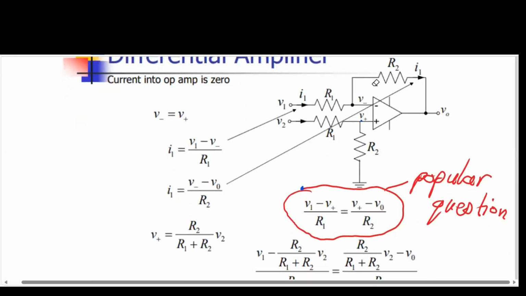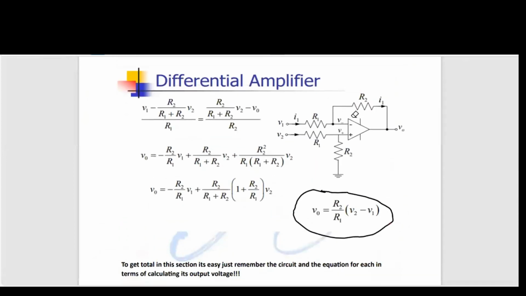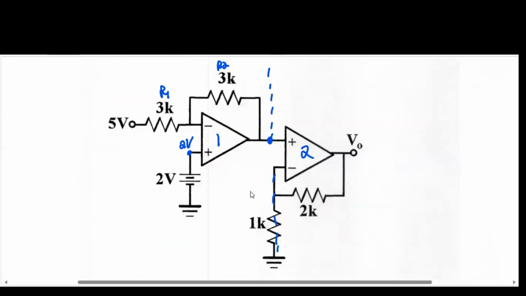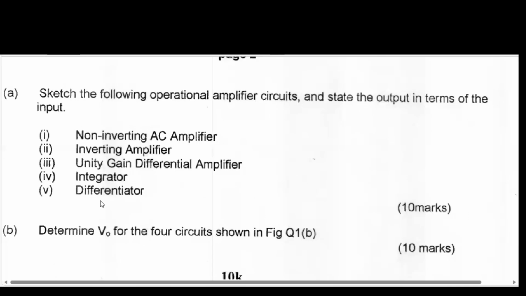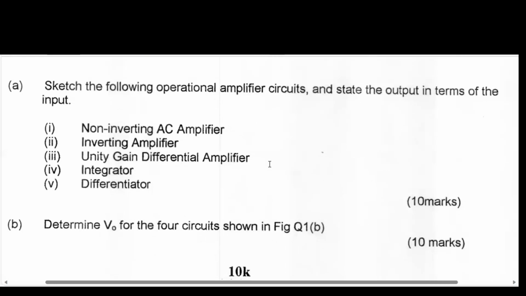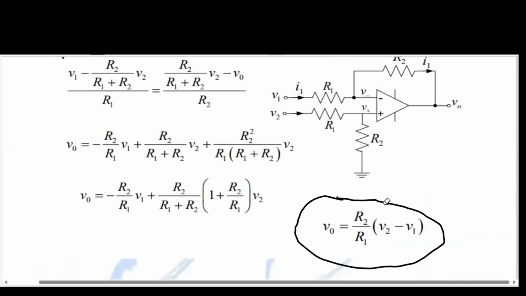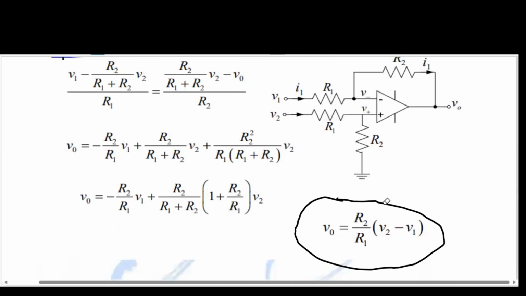Right? I just circuit fit. Yes, well, this is continuing. This is the equation for the input and output, so that will be the answer for the differentiator. This part here: remember, you just get the circuit and state the output in terms of the input. So for this one here, the answer will be this here: VO is R2 on R1, V2 minus V1.